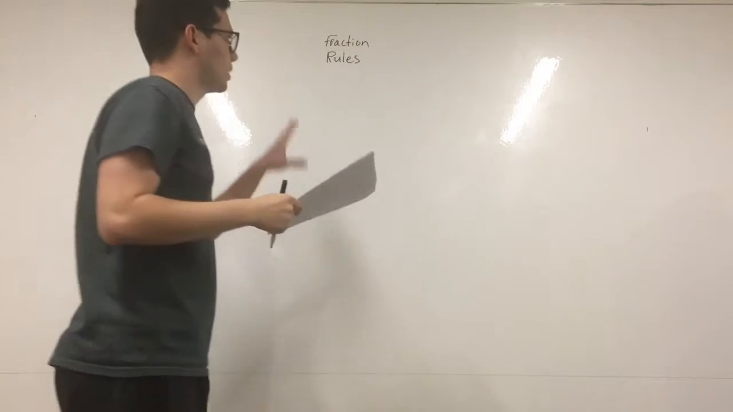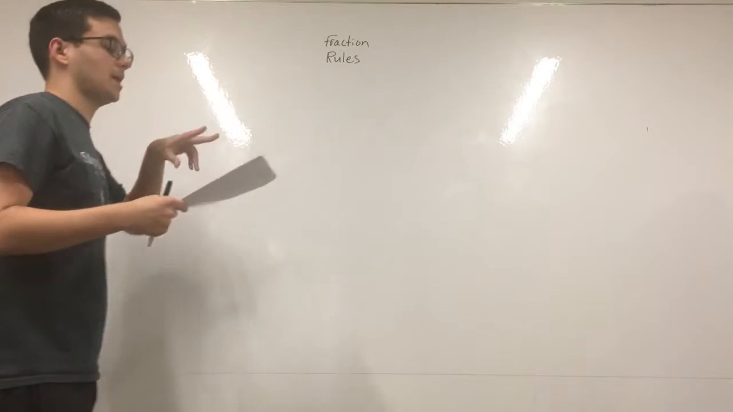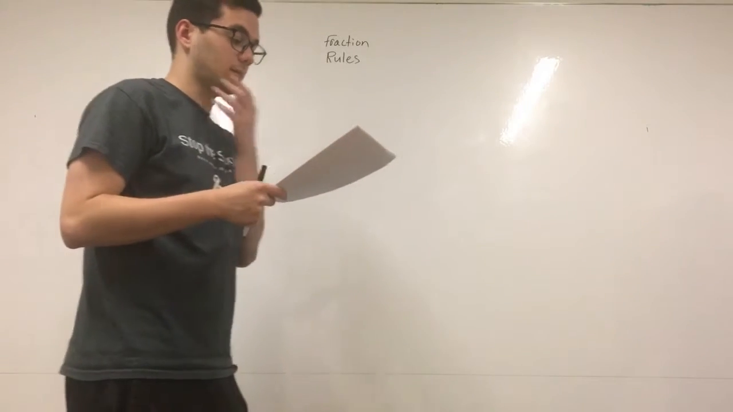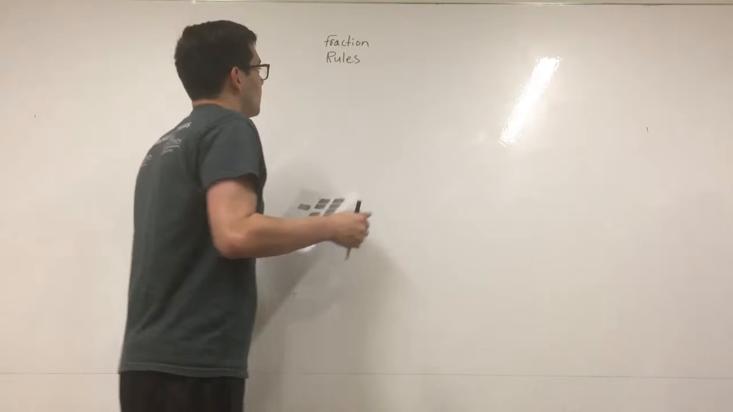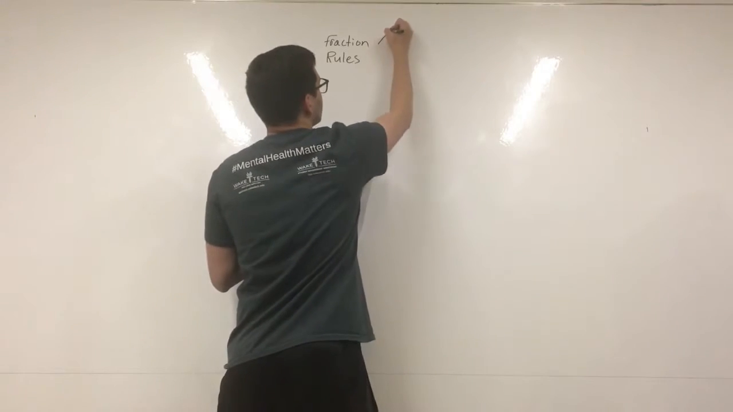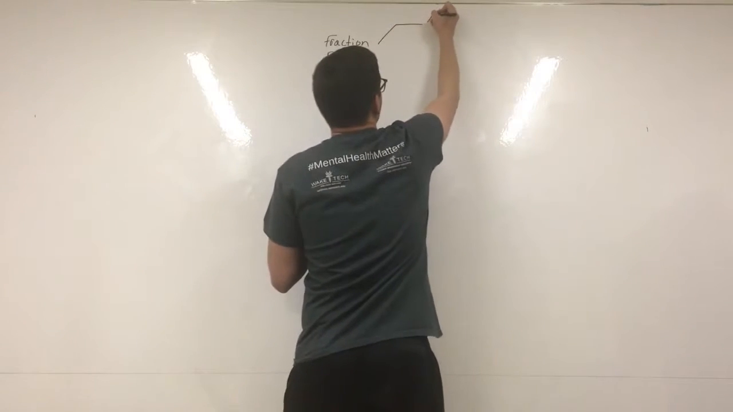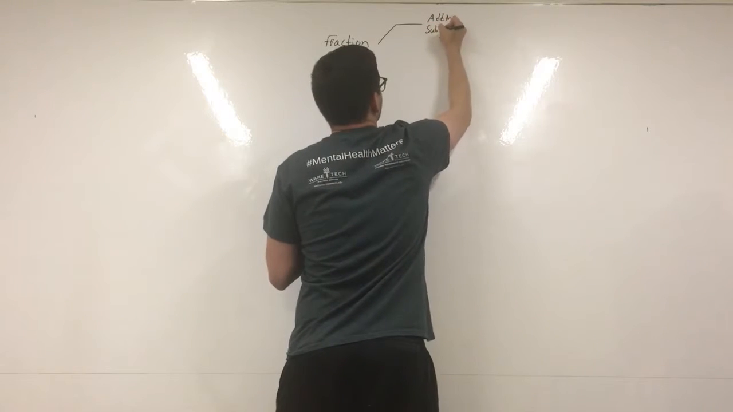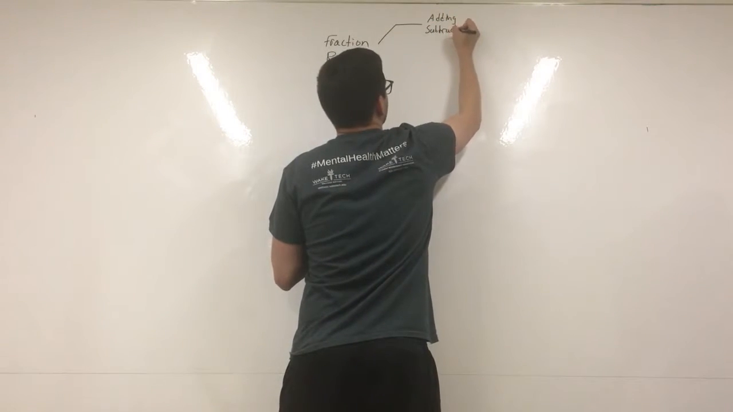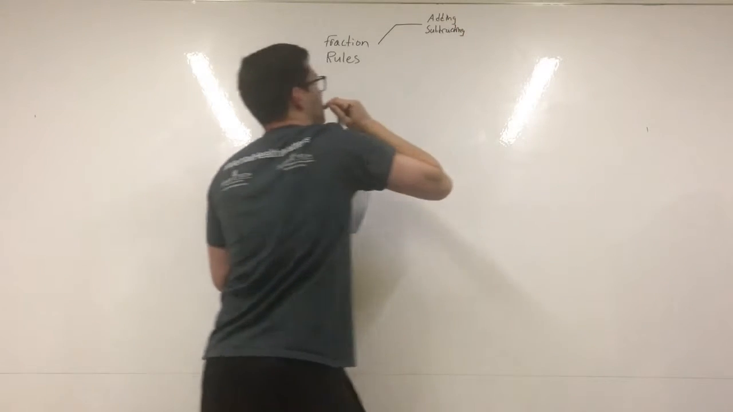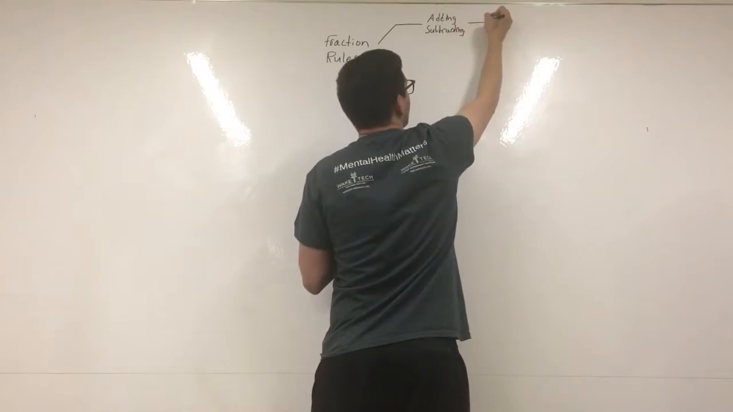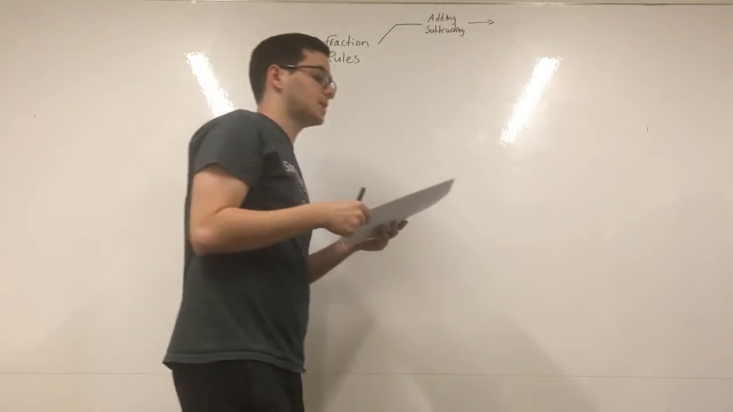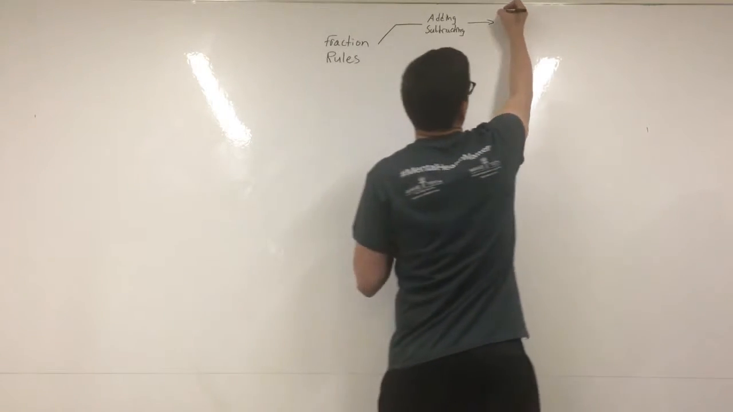Alright, so I'm going to break up our fraction rules between adding and subtracting, multiplying and dividing. It's probably a good idea to maybe make like flashcards out of these if you like. Alright, so for now we're going to talk about adding and subtracting fractions. So with both of these cases, adding and subtracting, they follow the same rules. With both of these cases, you need something called a common denominator.